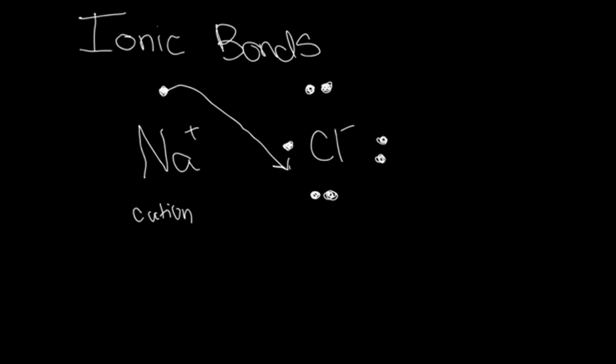First, let's talk about ionic bonds, which is the picture that I have right here. Ionic bonds put together a cation, which is the Na+, and an anion, the Cl-. Ionic bonds put together a cation and an anion involving a full transfer of electrons.